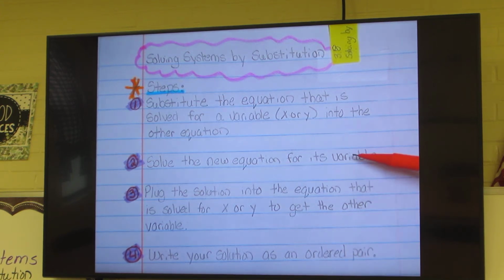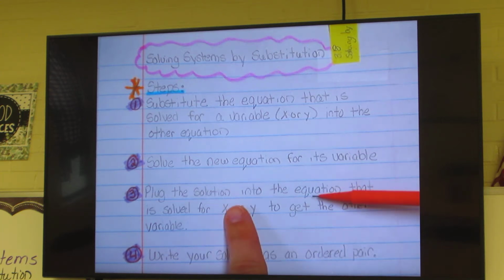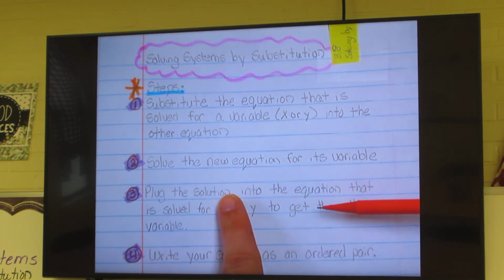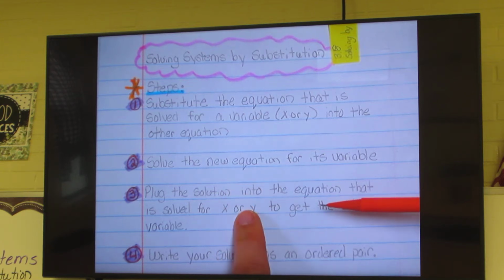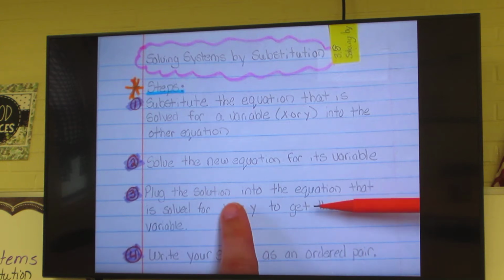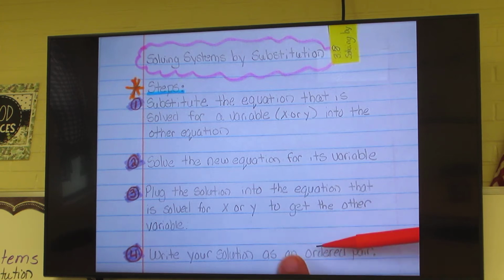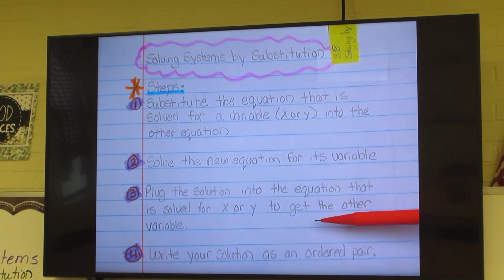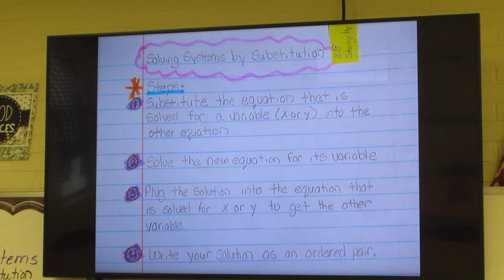This is going to give you either x or y. Now, I need to go find the other one. So I'm going to take that x value, that y value, plug it into the equation that is solved for y or solved for x, just that solved for a variable, and plug it into that equation so you can solve for that other variable. Now you should have your x value and your y value, and you can write your solution as an ordered pair.